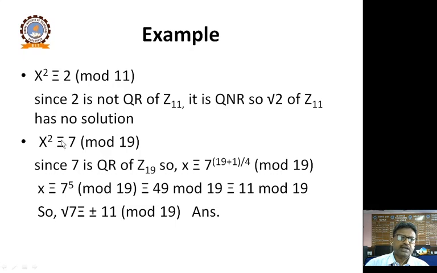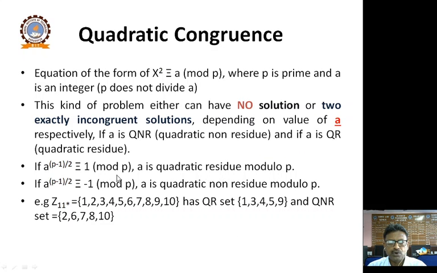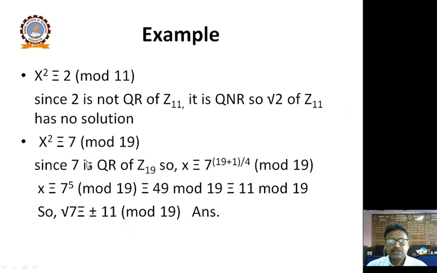The second example is x square congruent to 7 mod 19. For checking whether 7 is a quadratic residue or not, you have to use this formula. Since 7 is a quadratic residue, the solution will be x equal to 7 to the power (19+1)/4 mod 19, which is 7 to the power 5 mod 19, that is 49 mod 19, that is 11 mod 19. So under root 7, the value of x will be plus minus 11 mod 19.